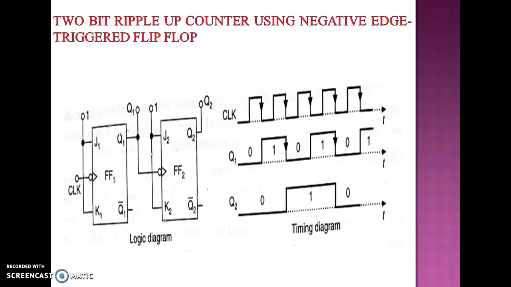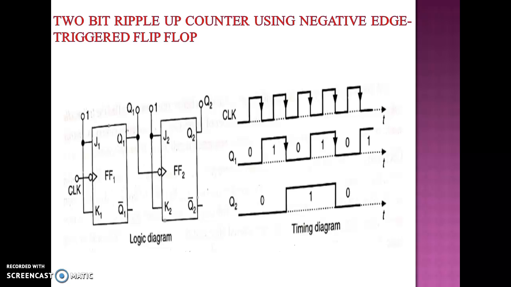Next, 2-bit ripple up counter using negative edge trigger flip-flop. The 2-bit up counter counts in the order 00, 01, 10, 11 and again returns to 00. This figure shows a 2-bit ripple up counter using negative edge trigger JK flip-flop and its timing diagram. The counter is initially reset to 00.